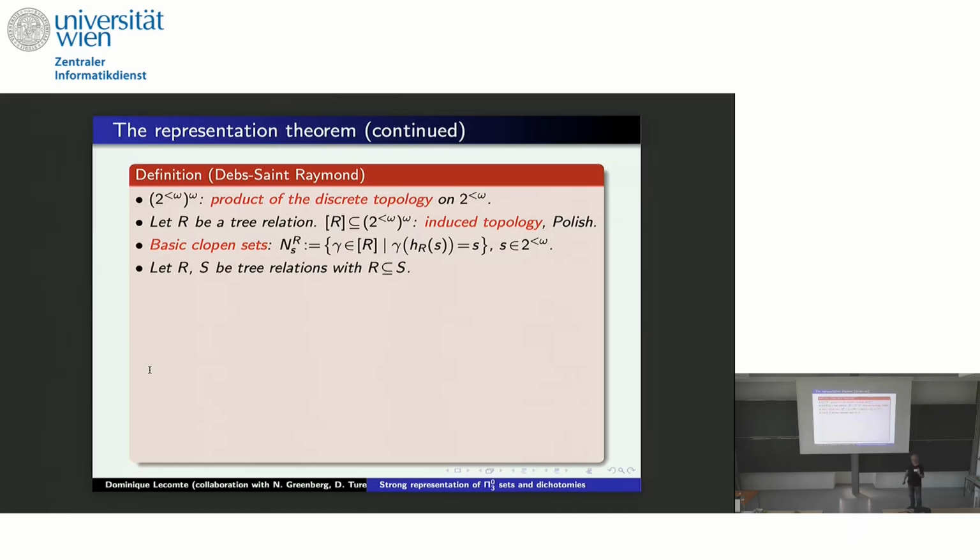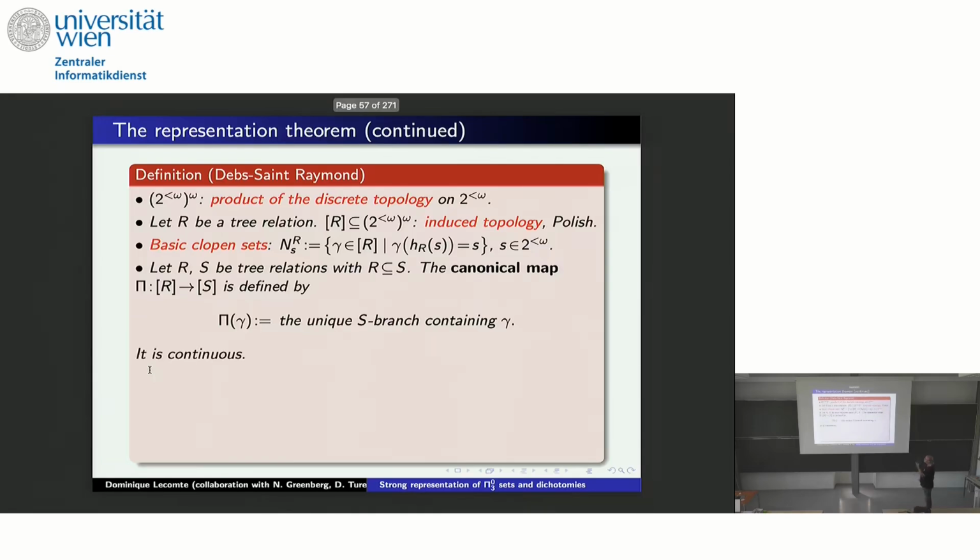So now we consider two tree relations with an inclusion like this: R is contained in S. And there is what we call a canonical map from square bracket R into square bracket S. So you simply associate to an element of square bracket R the unique S branch which contains it. It is, with the topology we consider, always continuous.